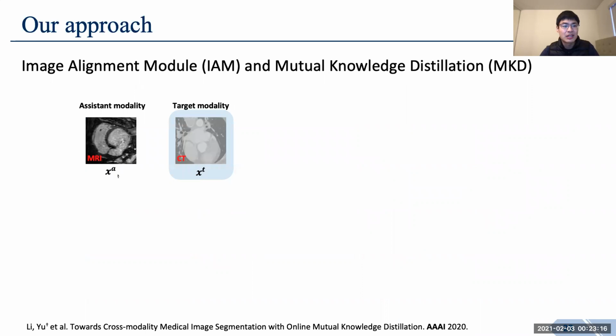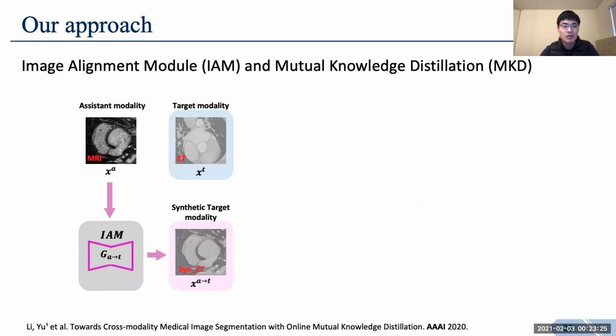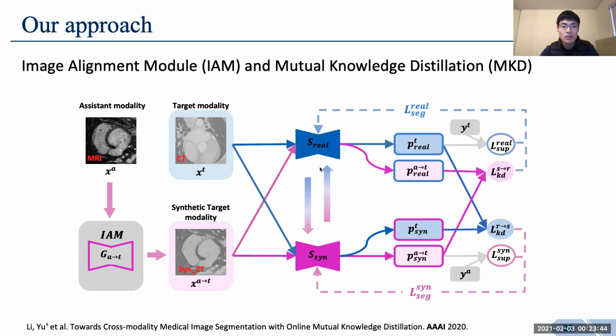Specifically, we have the labeled MRI data and the labeled CT data, and we want to train a segmentation network to segment the CT image. To do that, we first propose an image alignment module to reduce the appearance gap of the CT image and the MRI image. That is, we use a generative adversarial network to translate the MRI image to the synthetic CT image. And then we use the proposed mutual knowledge distillation scheme to train two segmentation networks.